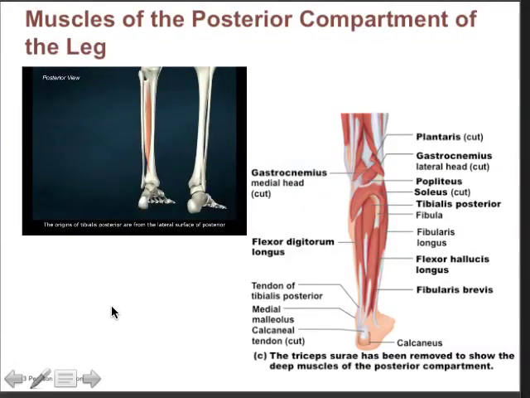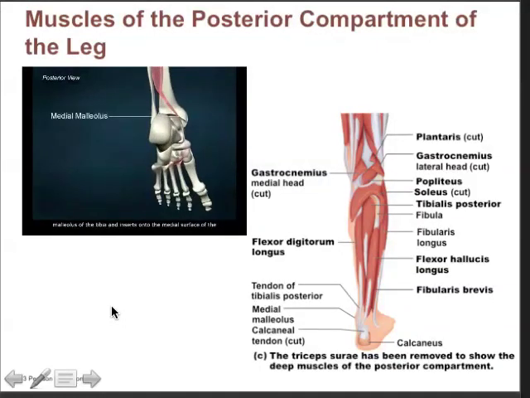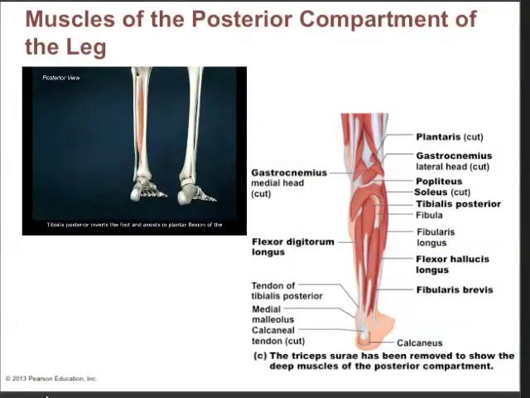The origins of tibialis posterior are from the lateral surface of the posterior tibia, the shaft of the medial fibula, and the interosseous membrane. The tendon of tibialis posterior passes posterior to the medial malleolus of the tibia and inserts onto the medial surface of the navicular bone, the plantar surfaces of the three cuneiforms, and to the bases of metatarsals 2 through 4. Tibialis posterior inverts the foot and assists in plantar flexion of the foot at the ankle. It is innervated by the tibial nerve.